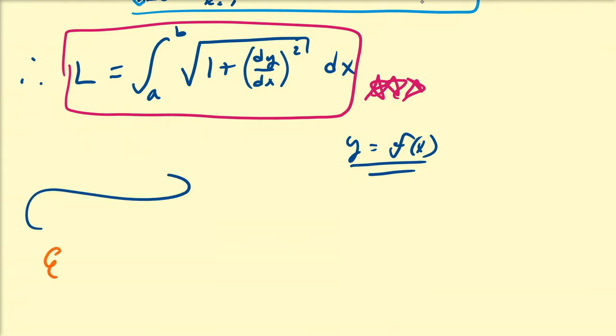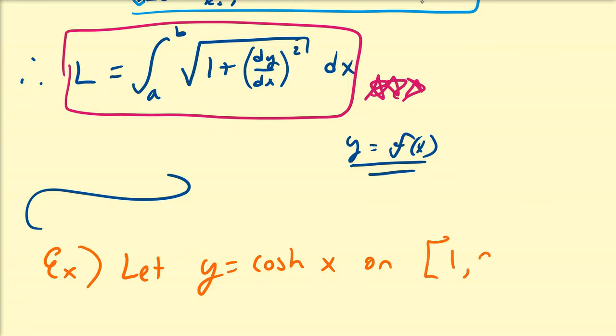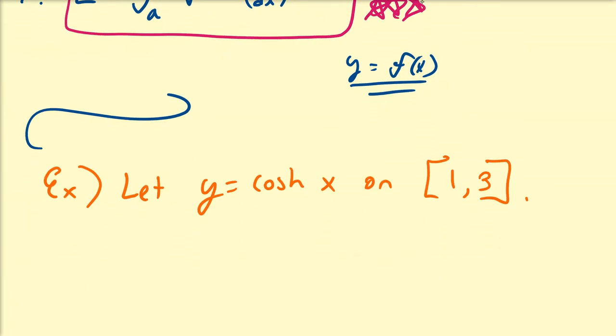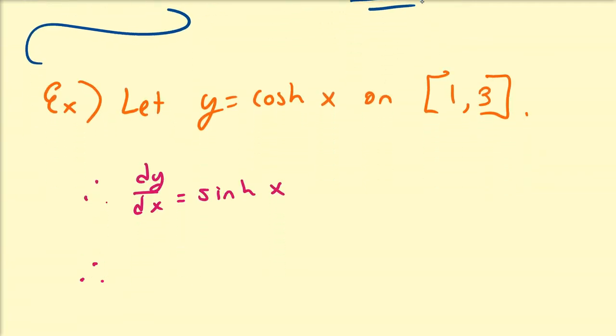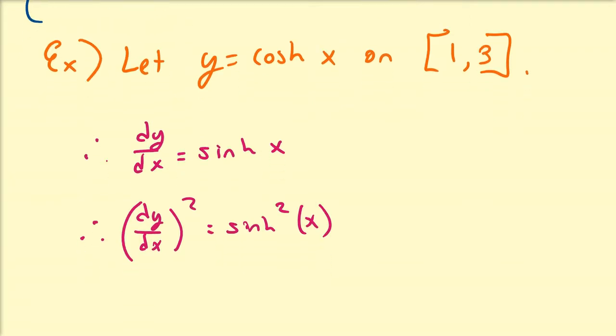Alright, so for example, let y be equal to the hyperbolic cosine curve, and let's calculate the arc length on the interval 1 to 3. So if y is equal to the hyperbolic cosine, then dy/dx is going to be the derivative of hyperbolic cosine, which is just the hyperbolic sine of x. So that means (dy/dx) squared is going to be the hyperbolic sine of x squared.